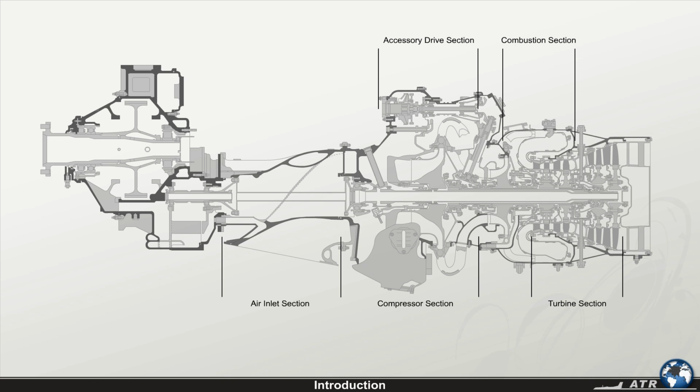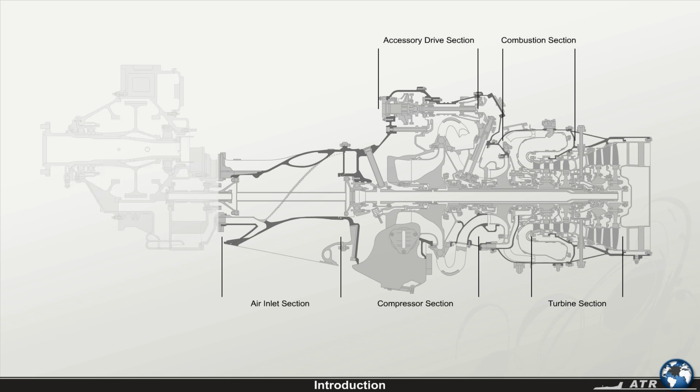The turbo machinery is the part of the engine which develops power to drive the propeller. The major sections of the turbo machinery are the inlet section, the compressor section, the combustion section, and the turbine section.